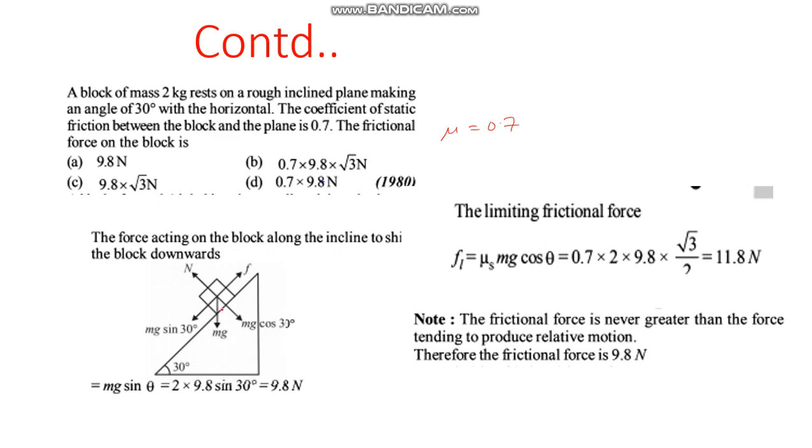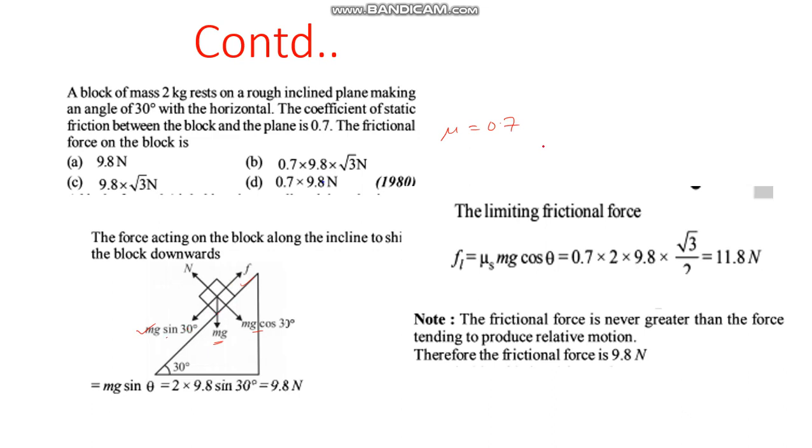So this is the situation. You have to resolve the forces. Vertically mg will be acting. This component is mg cos theta. This is mg sin theta. So the block is trying to move down. The friction force will be acting up. So when you apply the equilibrium condition, this F must be equal to this force.